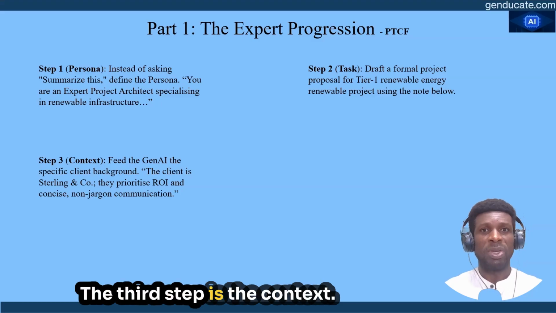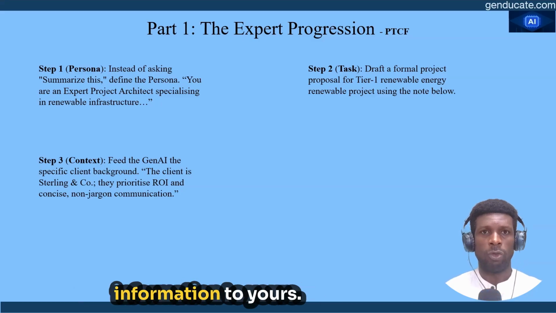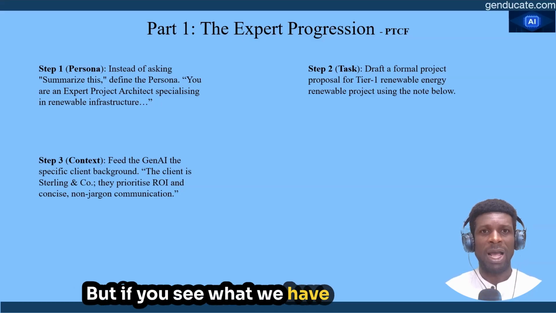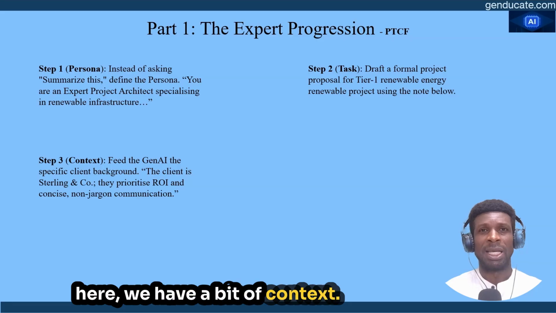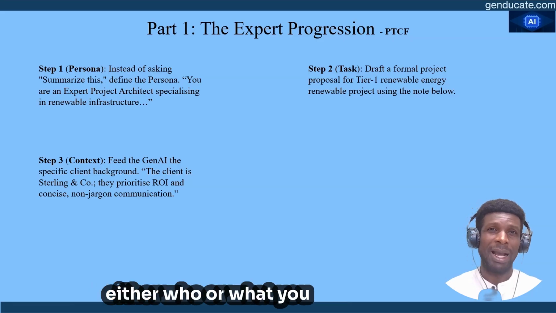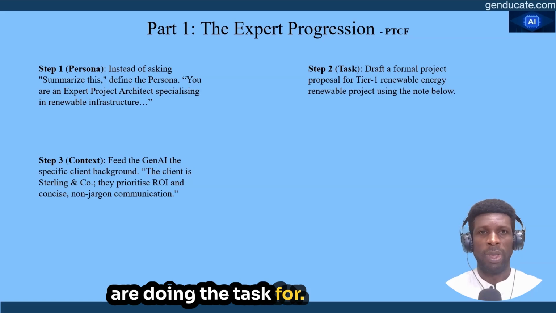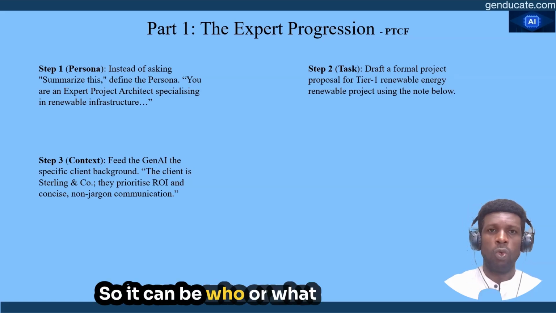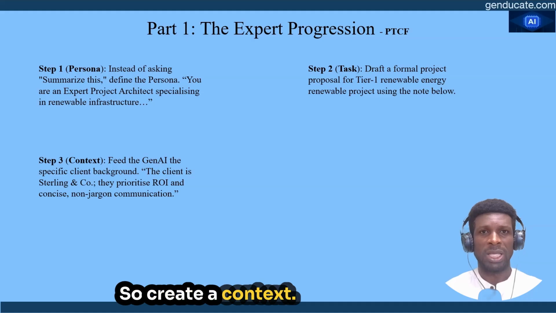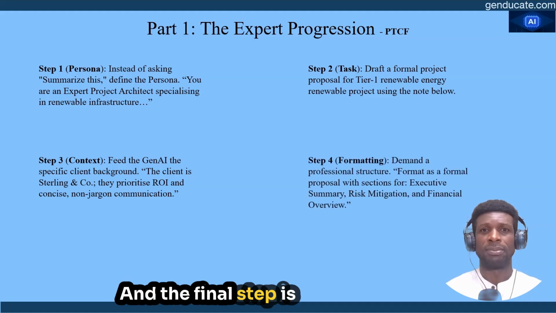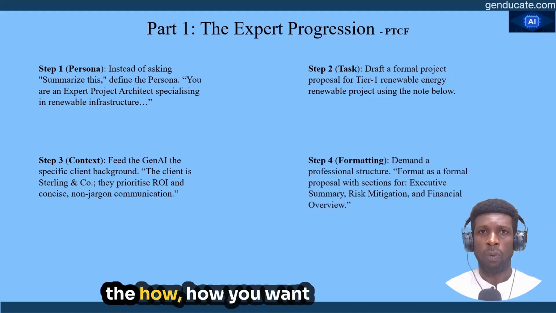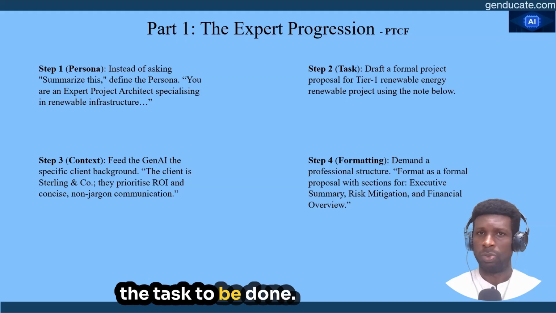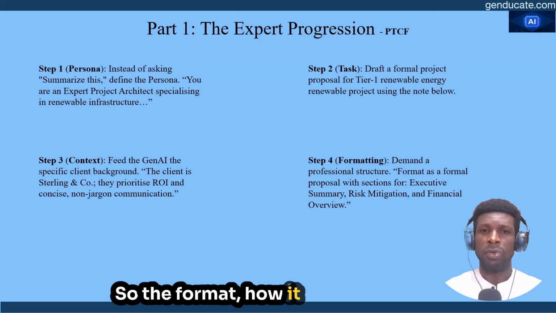The third step is the context. Again, you include more information to yours. But if you see what we have here, we have a bit of context. The context can be either who or what you are doing the task for. Here we are looking at the who, the client. So it can be who or what you are doing the task for. And the final step is the how you want the task to be done. So the format, how it should look like.